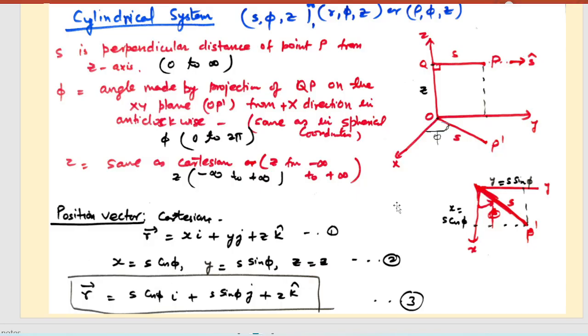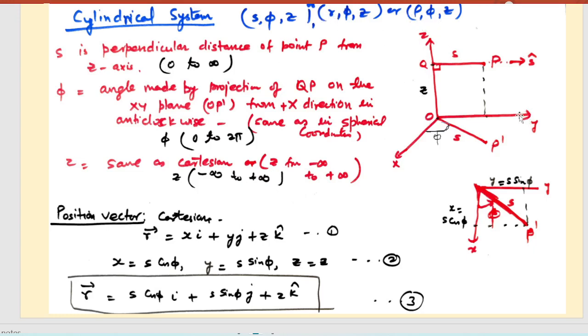Now we will discuss the position vector and the unit vectors in the cylindrical coordinate system. In some books it is denoted by r phi z or rho phi z, but we are following the Griffiths book. It has the notation s phi z, so there will be no confusion with r or rho.